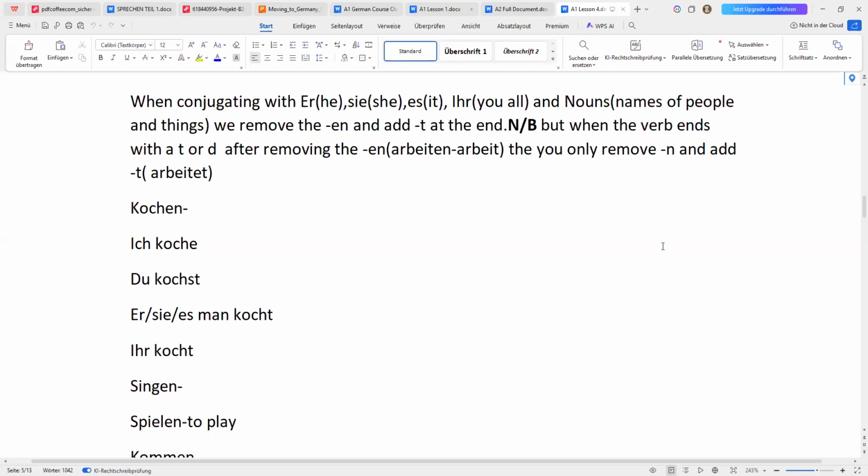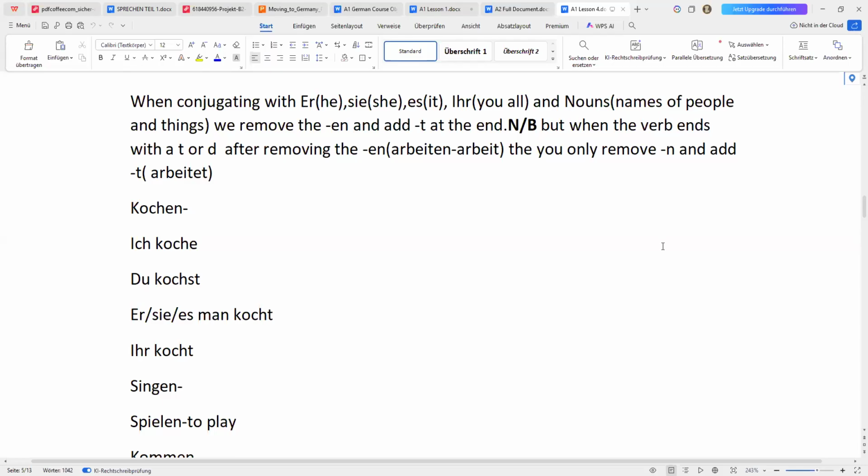We remove the en and add t at the end. And the NB here: when the verb also ends with a t or a d, after removing the en, you only remove the n alone. So the NB that applied up there still applies here. So here is the biggest category.